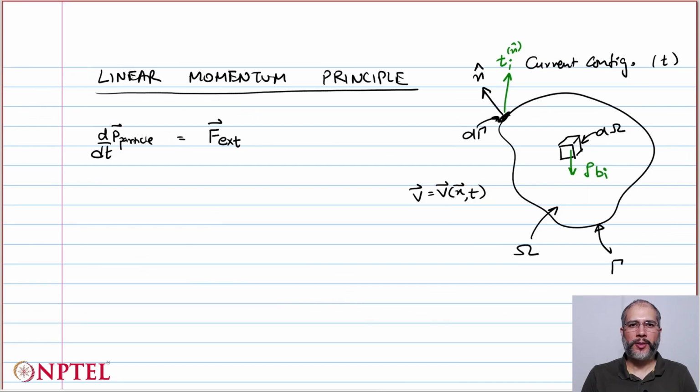Now, since we are interested in writing the linear momentum principle for this body, which is a collection of some material particles, we basically will say that d by dt of the sum of the momenta of all the particles is equal to the net external force acting on the particles. And this is something we know from mechanics, because the internal forces get cancelled. It's only the external forces that contribute to the rate of change of the linear momentum of the system.